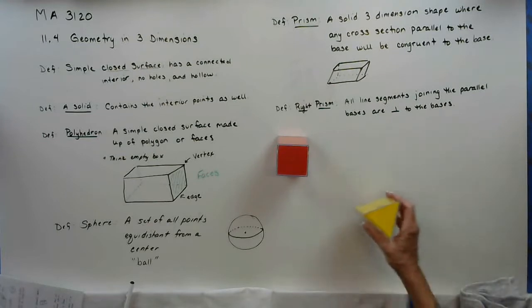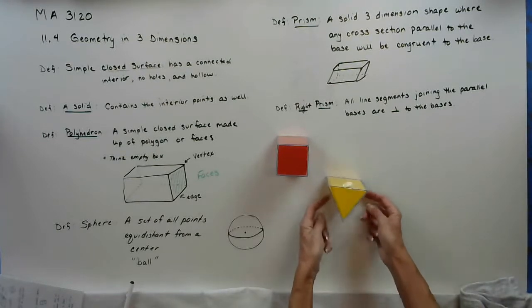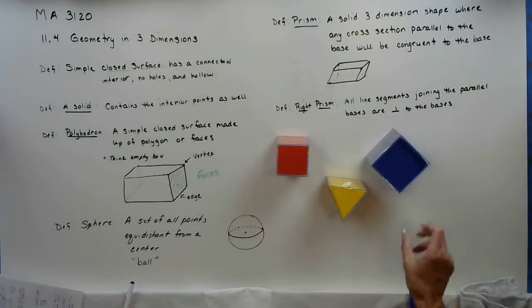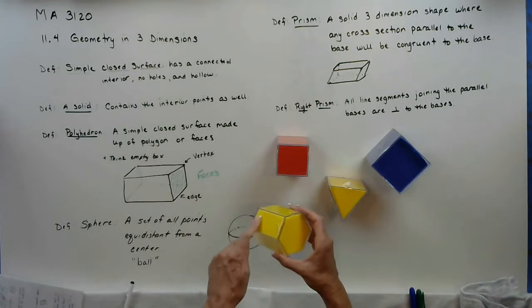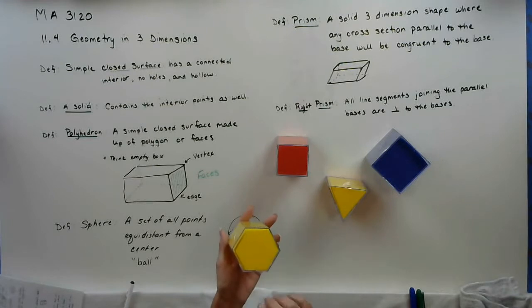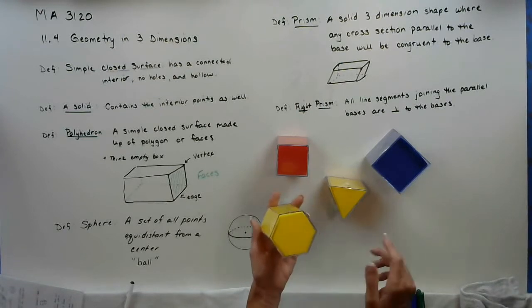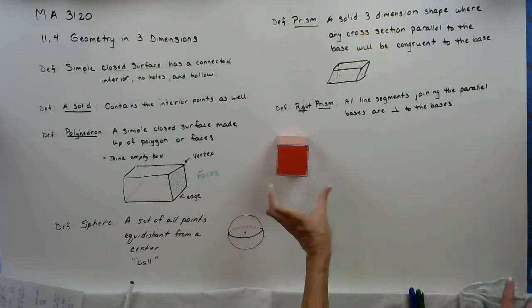Same thing would happen if I have a triangular base. No matter how I slice it, these are at a right angle, they're perpendicular to each other. So I have a whole bunch of them. These are all right prisms because no matter how I slice it, each of these lines is perpendicular to both bases. And remember, the base is the shape that it maintains as you slice through it. So if I just kept slicing this, I would get a bunch of hexagons. So that's what we mean by a prism. A prism is a solid.